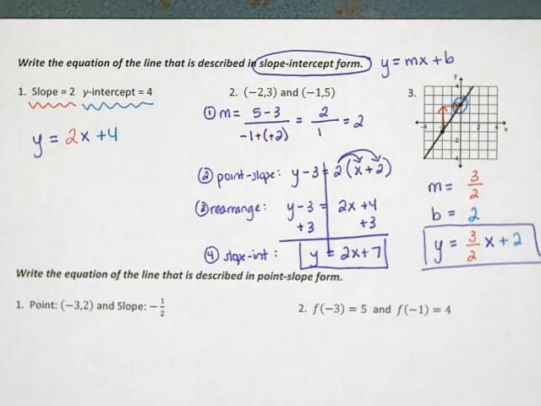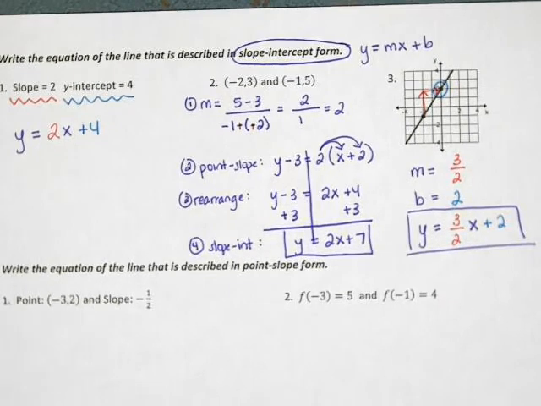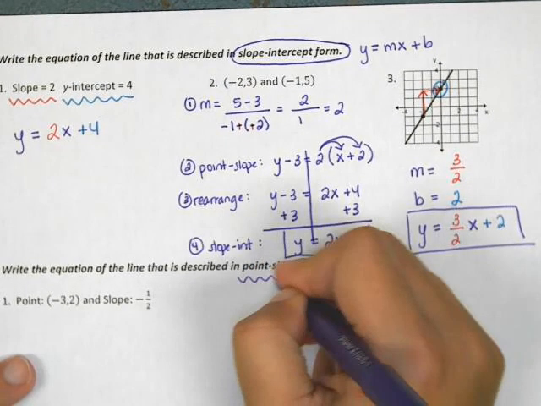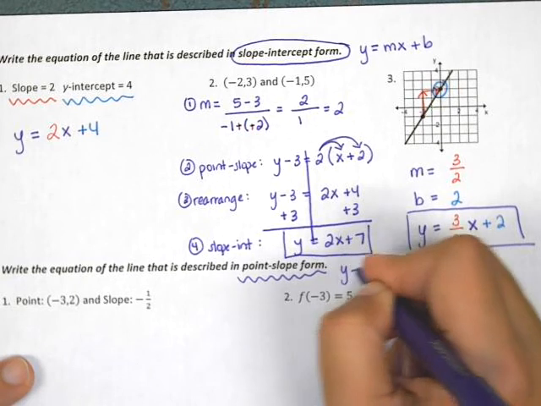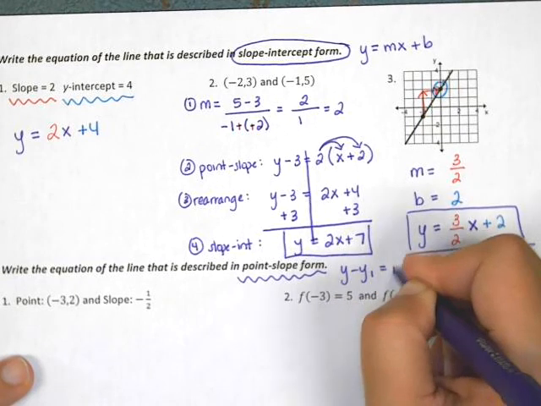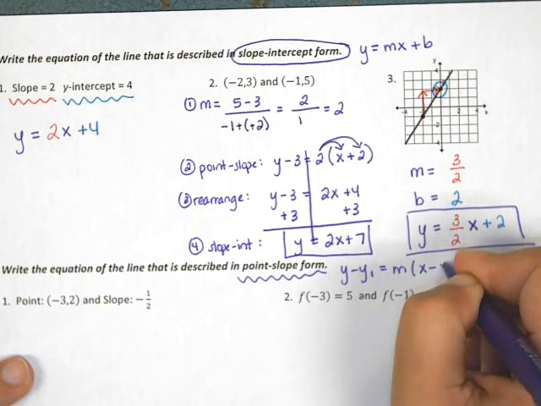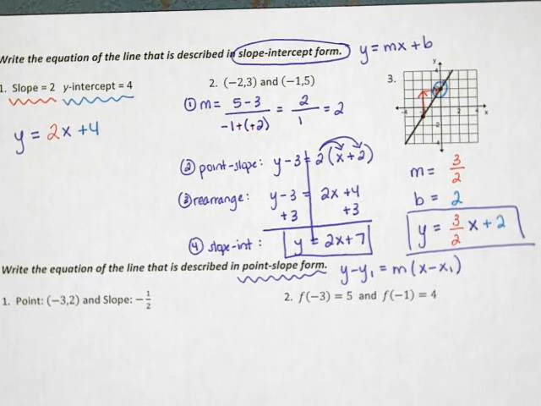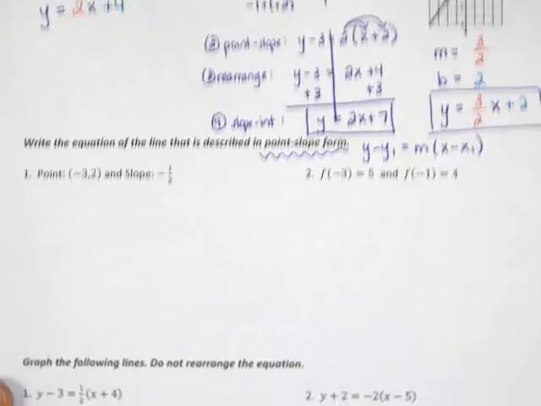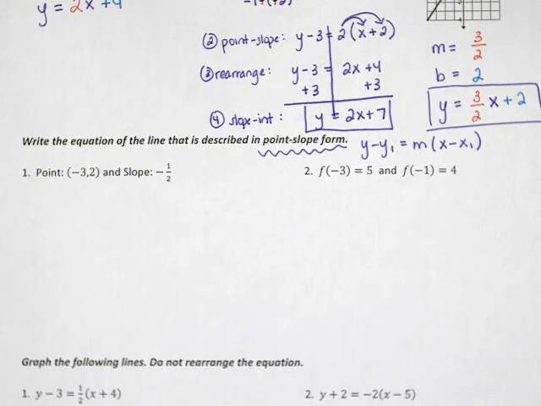Now let's say instead of saying write your equation in slope-intercept form, the problem said write your equation in point-slope form. Then we would use the formula y minus y1 equals m parentheses x minus x1. And you need to know that. That is not something I'm going to tell you.